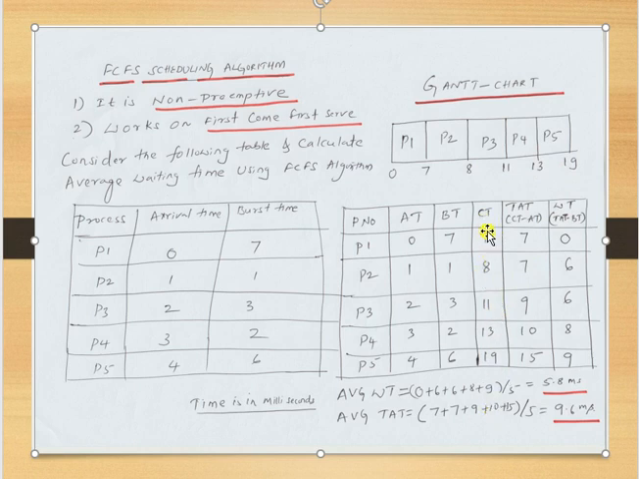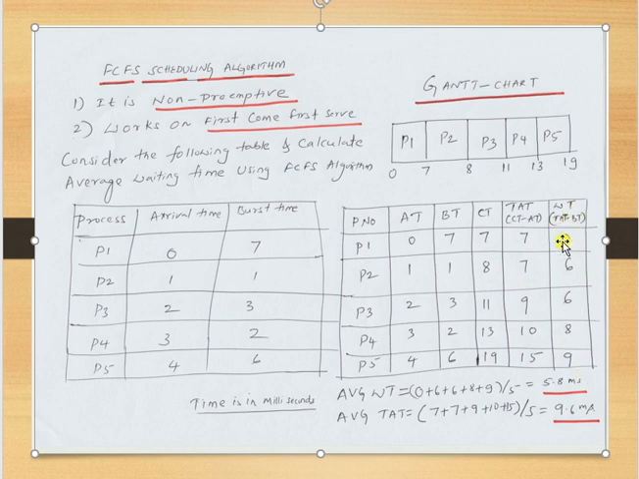After finding the completion time of each process, the next step is turnaround time. Turnaround time is found by subtracting arrival time from completion time: 7 minus 0 is 7, 8 minus 1 is 7, 11 minus 2 is 9, 13 minus 3 is 10, 19 minus 4 is 15. This is how we have found the turnaround time of each process.